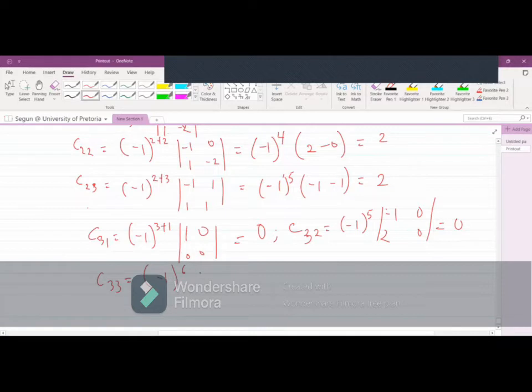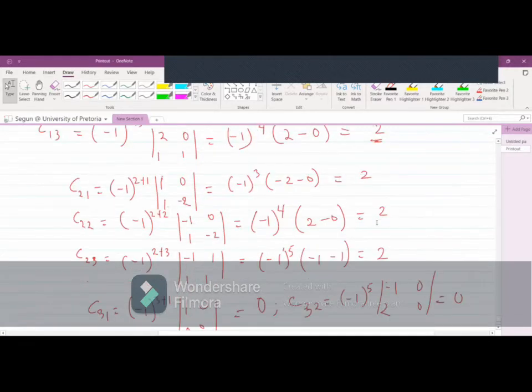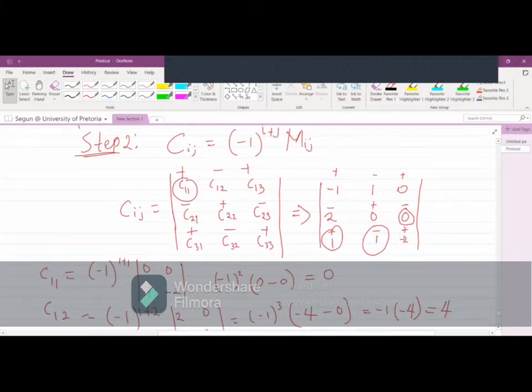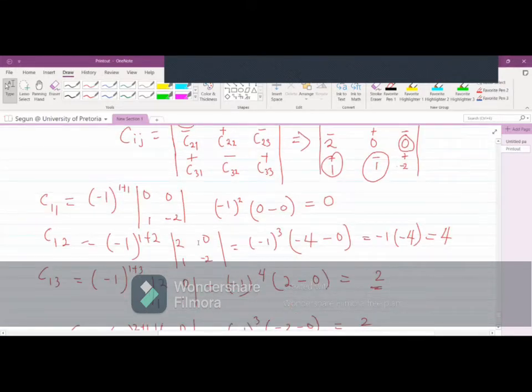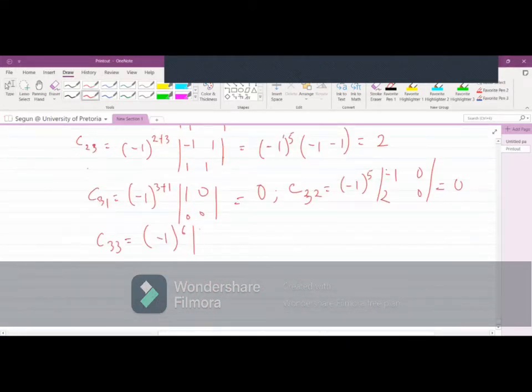Minus 1 raised to power 6 in bracket is what? It's minus 2. You take minus 2, everything here cancels. You have minus 1, 1, 2, 0. Minus 1, 1, 2, 0, which is equal to? Minus 2. Minus 1 raised to the power of 6, 0 minus 2, which is equal to minus 2.